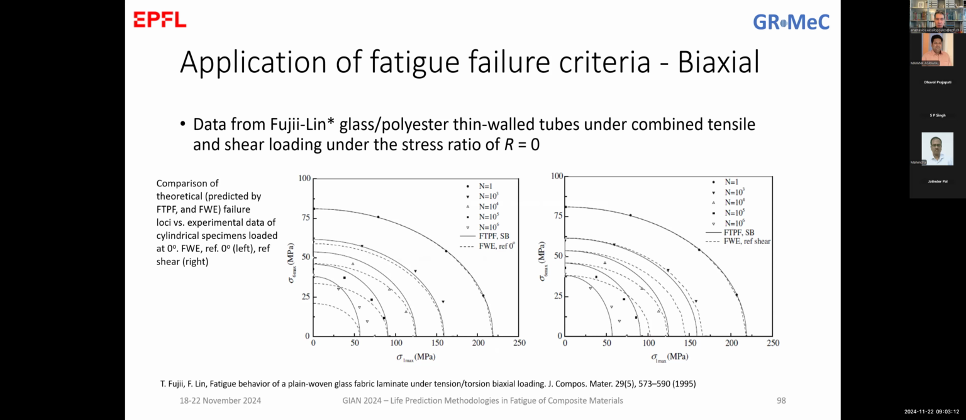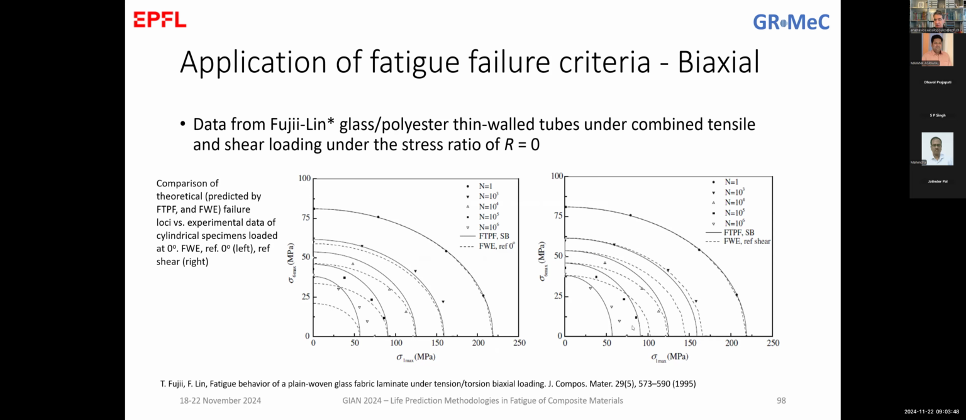inaccurate, depending on the reference. The data that we see in these plots are the same. Both plots, the experimental data are the same. The predictions from the failure tensor polynomial in fatigue are the same, but the predictions from the Fayaz and Elin failure criterion, which are those shown by dashed lines, are on the left side based on the reference. As a reference, they are based on the SN curve at 0 degrees.